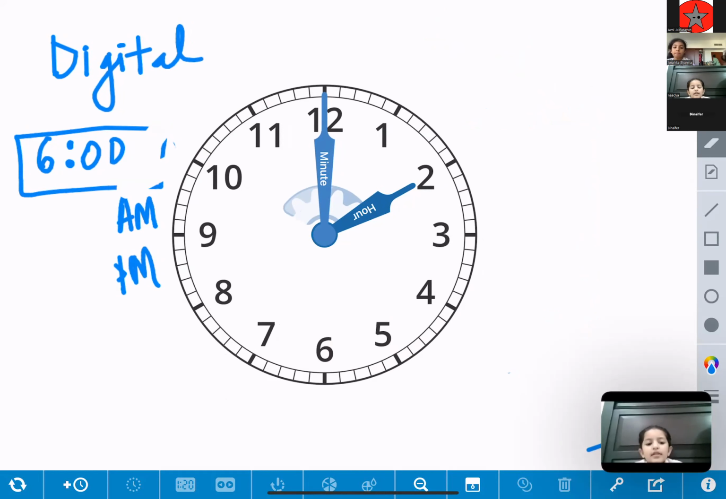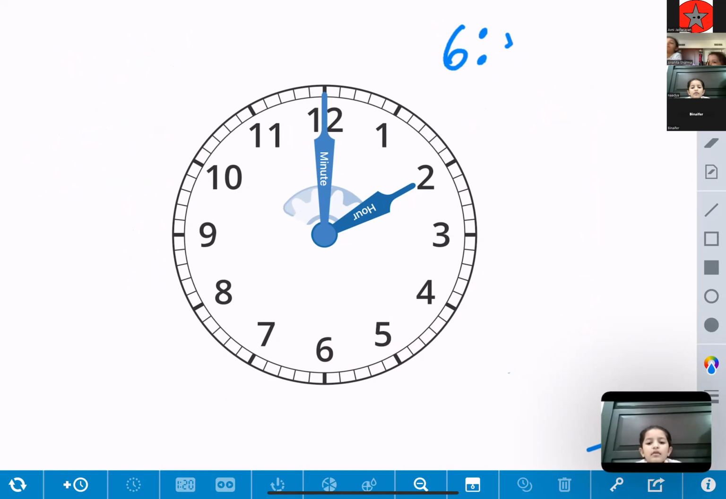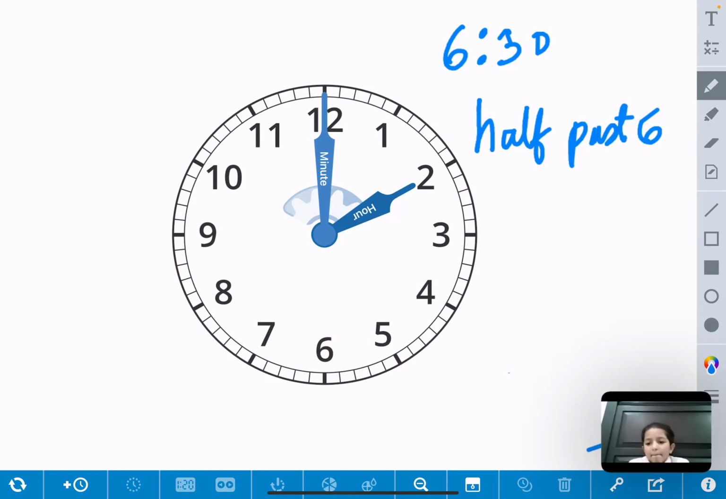Now let's do... see, this is 6:30, which is in digital. And in analog, I'm going to say 6:30. Understood? Yes? Great. Now let's do quarter.